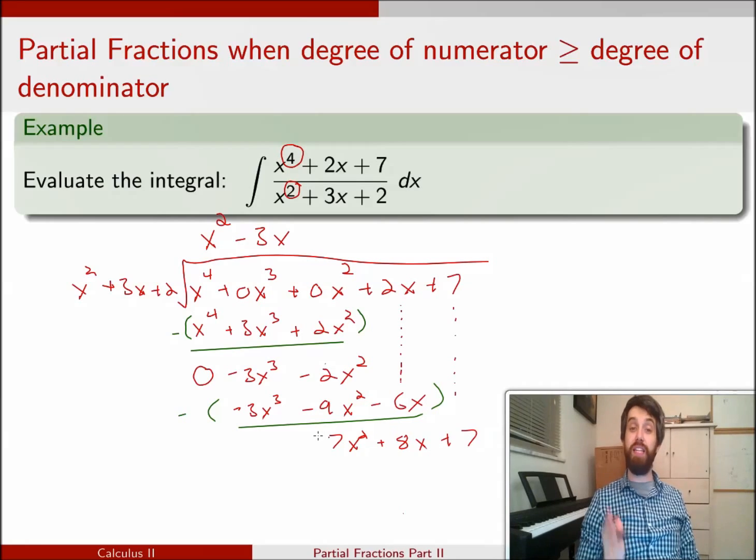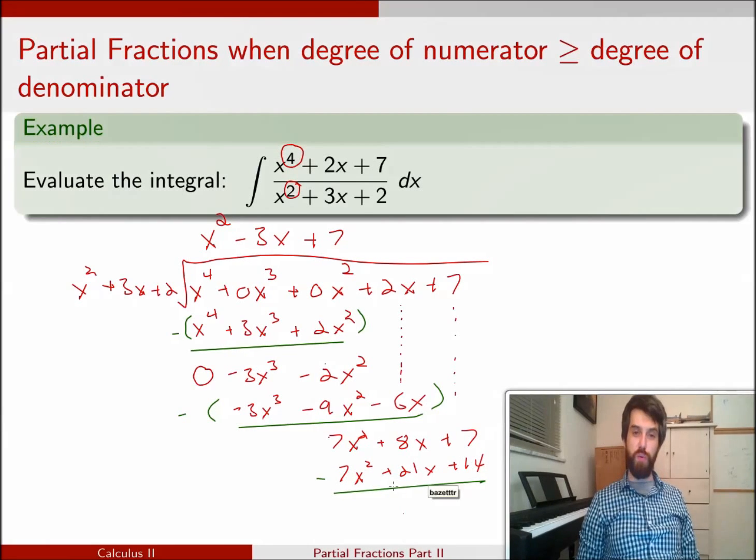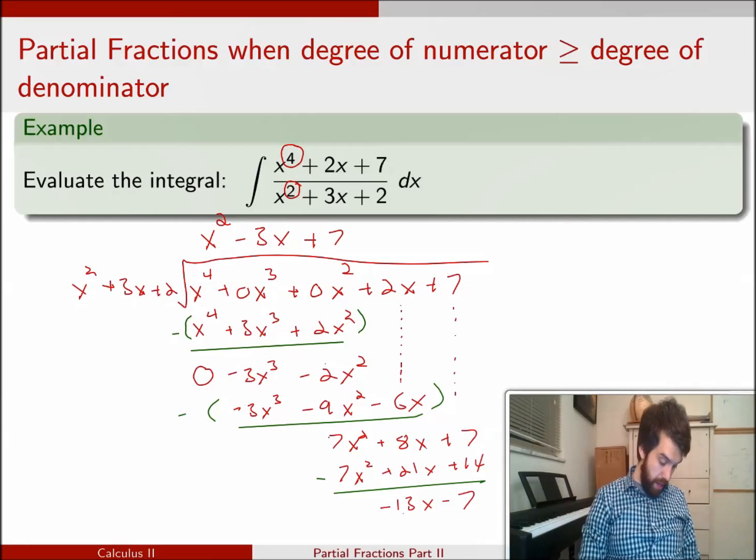Okay, final thing. Now I have to deal with a 7x squared. I've got an x squared, so I've got to add a 7 to this. This gives me 7x squared plus 21x plus 14. So subtracting, 7 minus 7 is 0. 8 minus 21 is going to be minus 13x, minus 7 minus 14, so minus 7 down here. So now I have minus 13x minus 7.